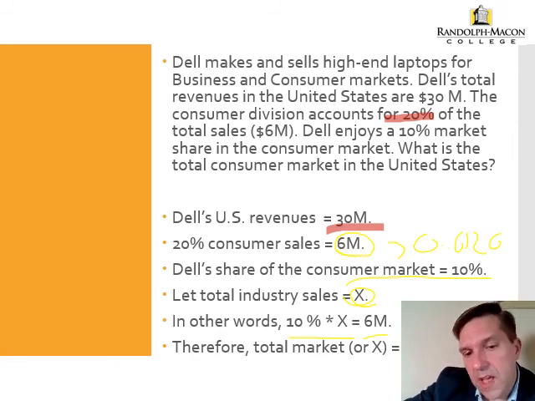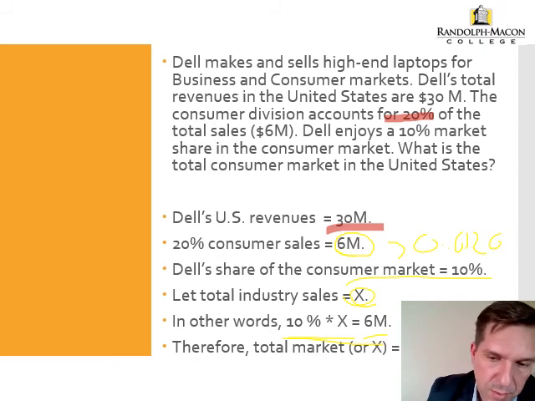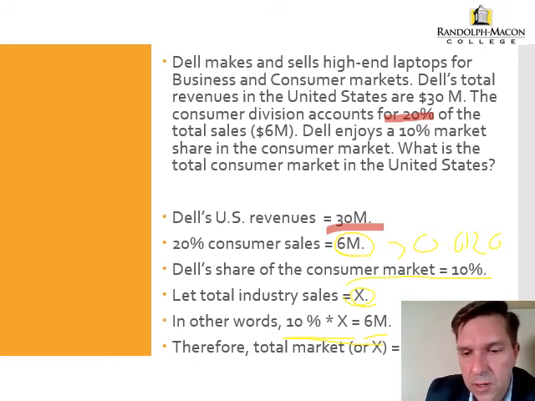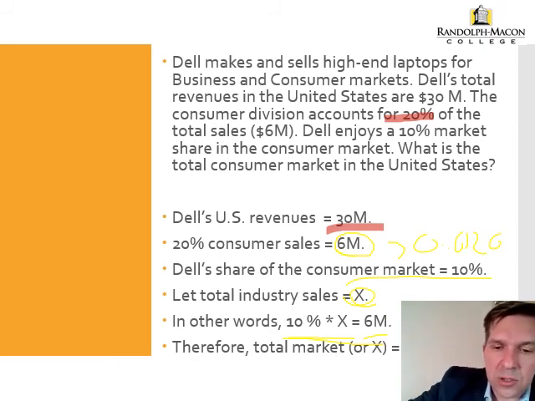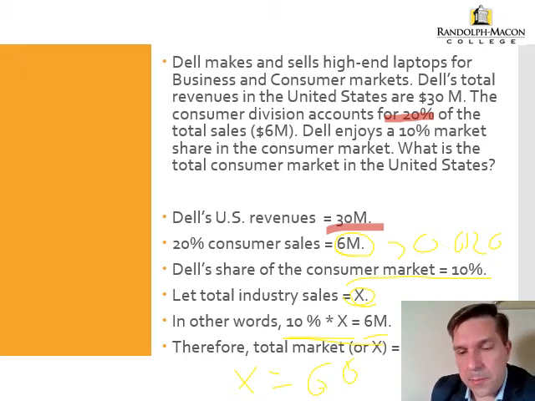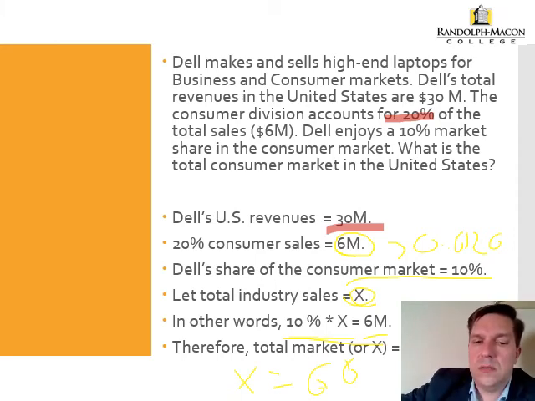You divide both sides of the equation by 10%. Dividing by 10% is equivalent to multiplying by 10. I'm assuming you know that. And if you don't, get a calculator or Excel. And that means that the total market, or X, is going to be equal to 60. So the market potential, if Dell could capture all sales in the entire industry, will be about 60.